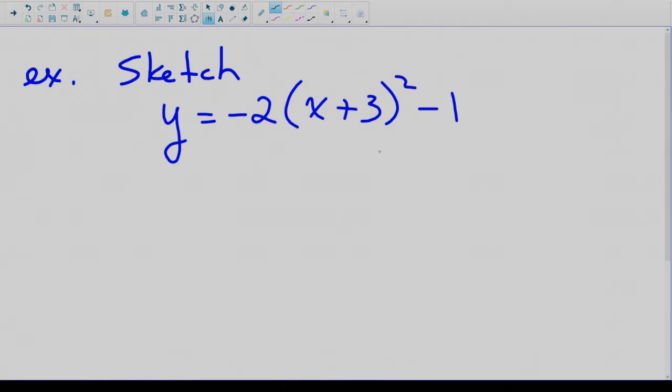So let's look at this example. So we're going to try to speed things up a little bit now. Let's write our vertex first.